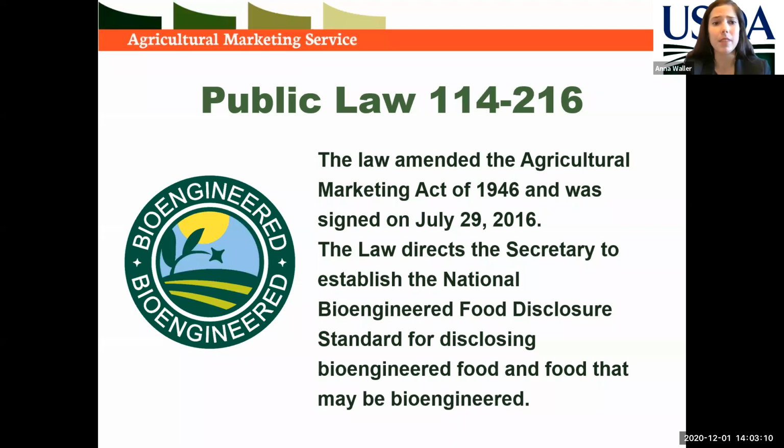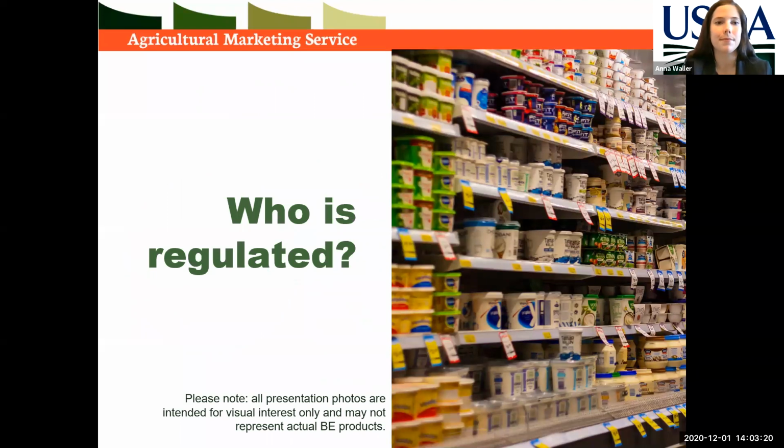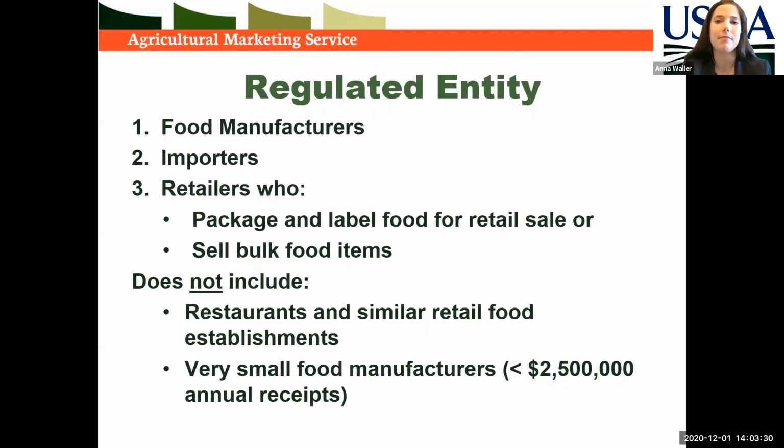While doing so, we avoid a patchwork of state labeling regulations that could be confusing for consumers and expensive for manufacturers. It's important to note that this is a marketing standard and that the standard applies both to USDA and FDA regulated foods. The standard identifies who is a regulated entity, and the next few slides will discuss who is considered a regulated entity. The standard identifies 3 different groups as regulated entities. These regulated entities are responsible for complying with the standard.